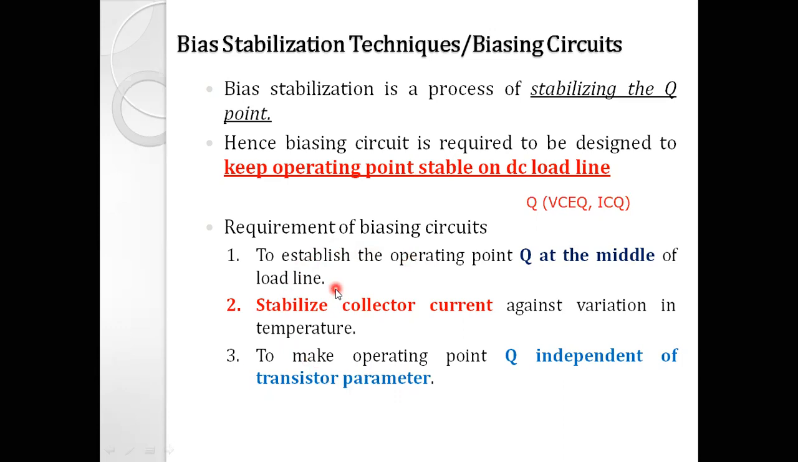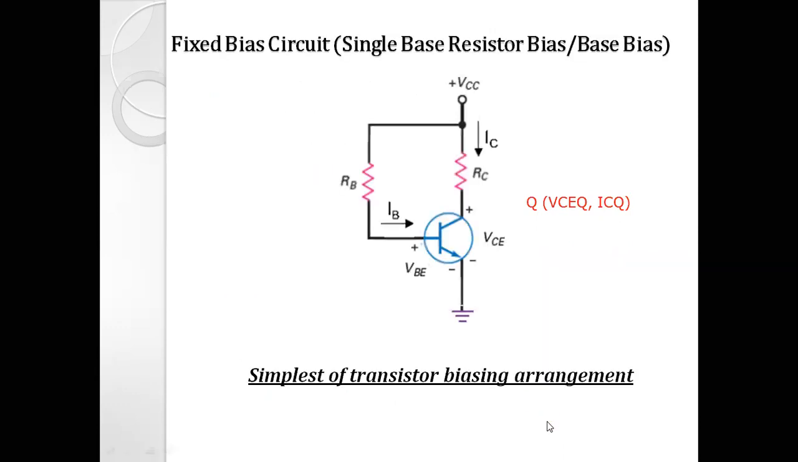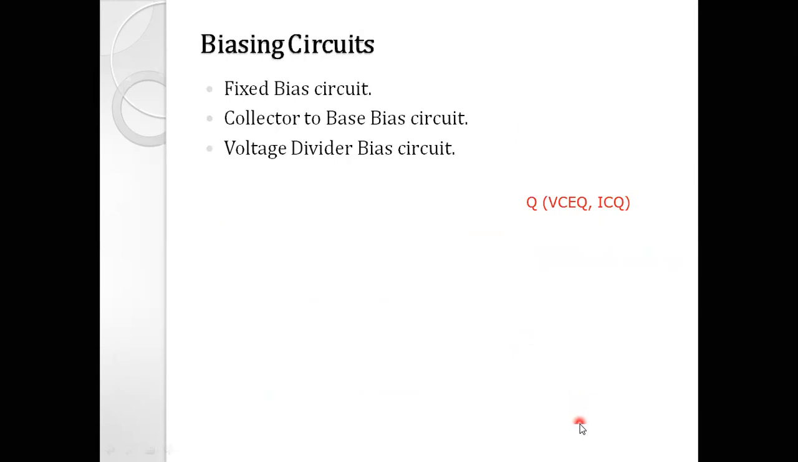Let us go through the biasing circuit. So these are the basic biasing circuit defined in the slide. Right. So the first one is the fixed bias circuit. Second biasing circuit is the collector to base bias circuit. And the third one is the voltage divider bias circuit. So let us understand each one by one, starting with the fixed bias circuit.